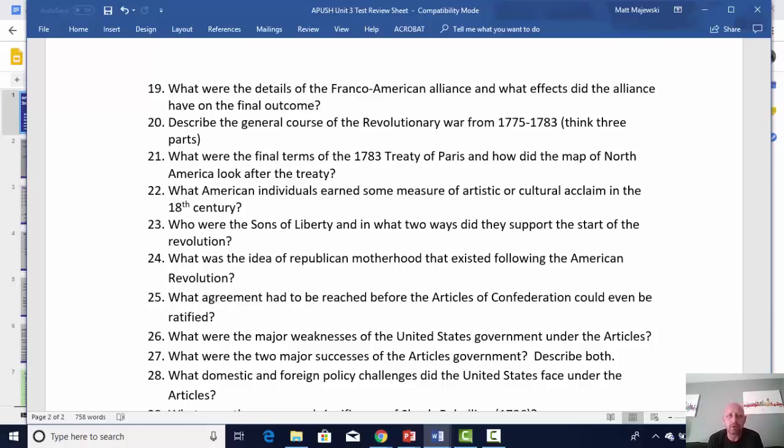Number 25. What agreement had to be reached before the Articles could even be ratified? There were disputes over lands out west. Some colonies had a huge amount of land out west that they thought belonged to them. And so the government had to convince those colonies to drop their claims to the land out west. Some of those colonies refused to sign the Articles until that happened, until the land was given to them.